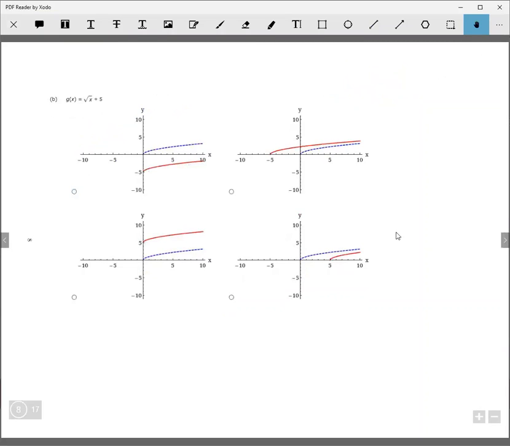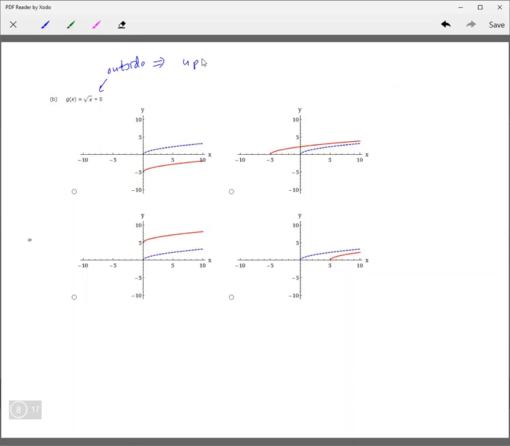Now the next part of that problem. Here we have, this is outside. That's going to be up 5. It's going to shift it up by 5. So this one right here.